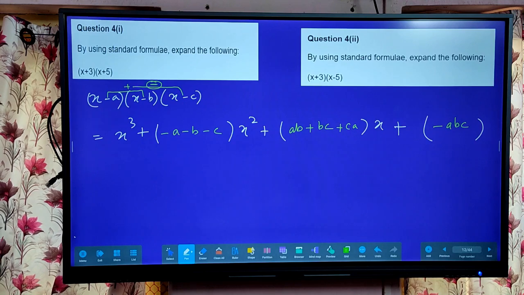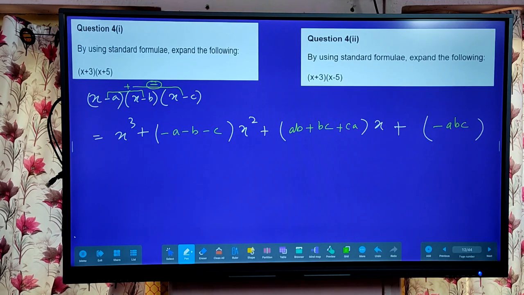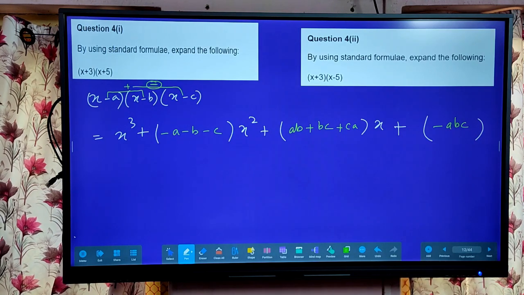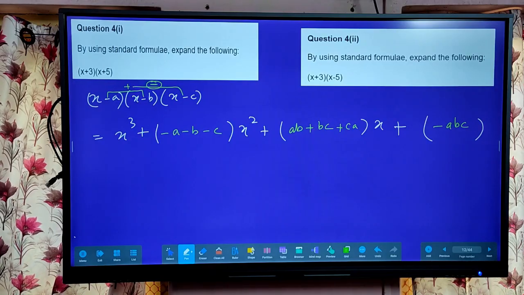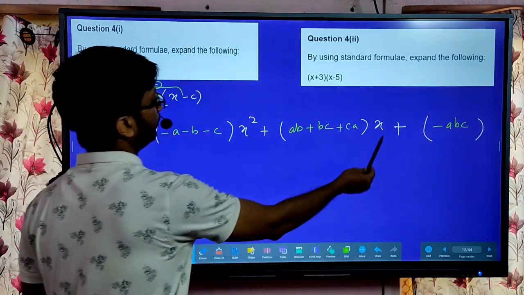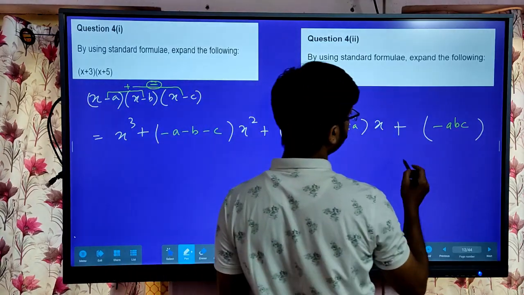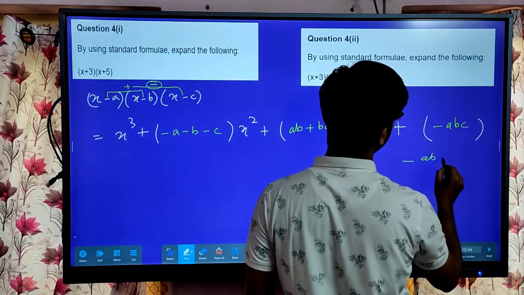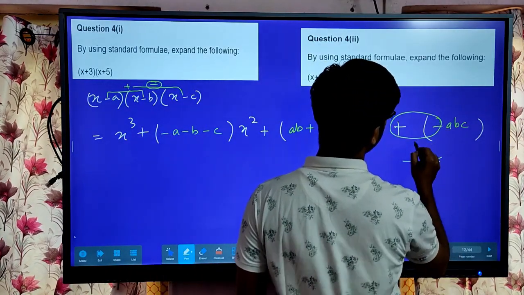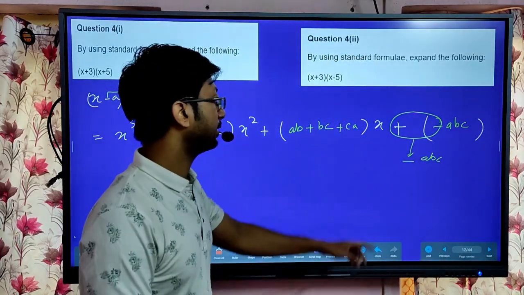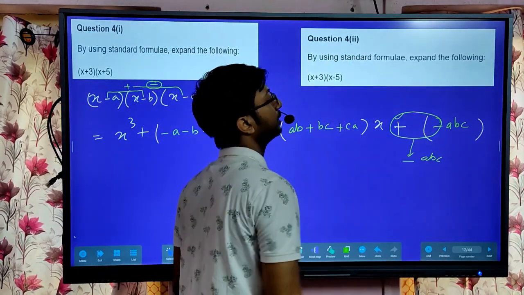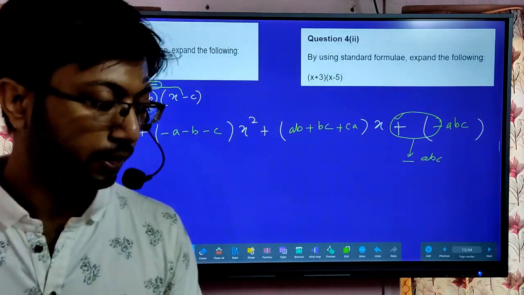Okay, I hope it is very clear for you. Please note it down, it will be much easier. In the next step, plus minus will be minus, so it will be minus ABC. This plus and minus will club to be minus, but initially you have to write this plus and then create the formula. Okay.